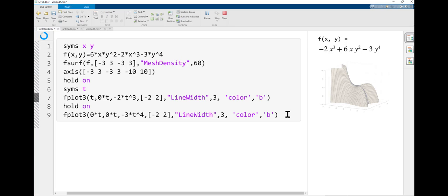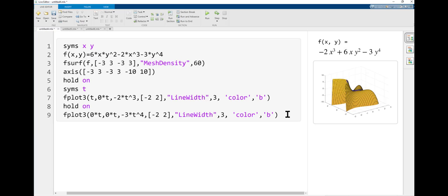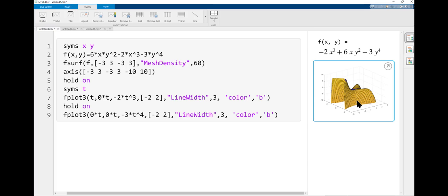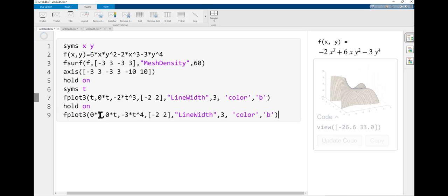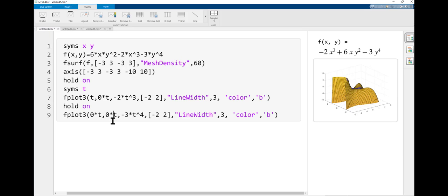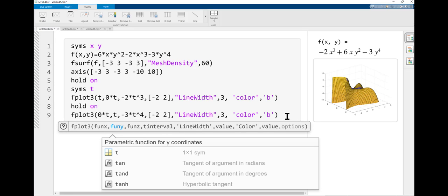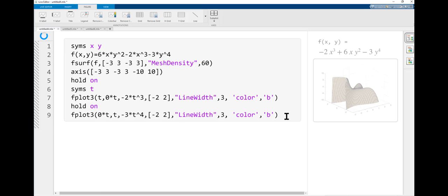It should graph it pretty soon for us. I don't know why it didn't. Let me do it once more. Okay, I see the reason it didn't, because I left this 0 here in a hurry. I don't know why I did that, but anyways, now it should give us a graph. So y is t and z is negative 3 t to the power 4.